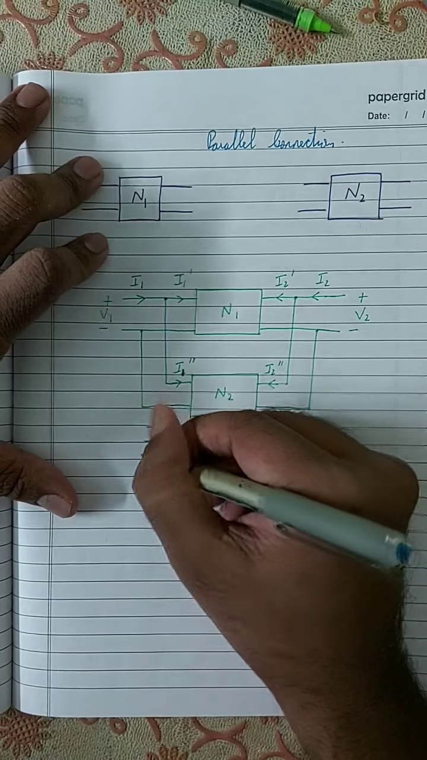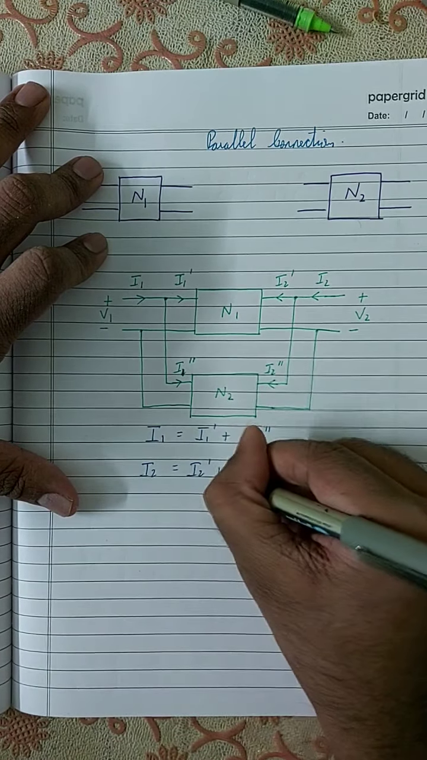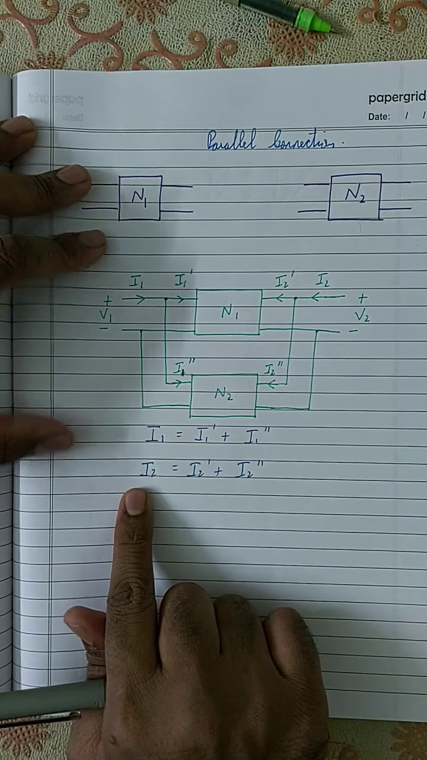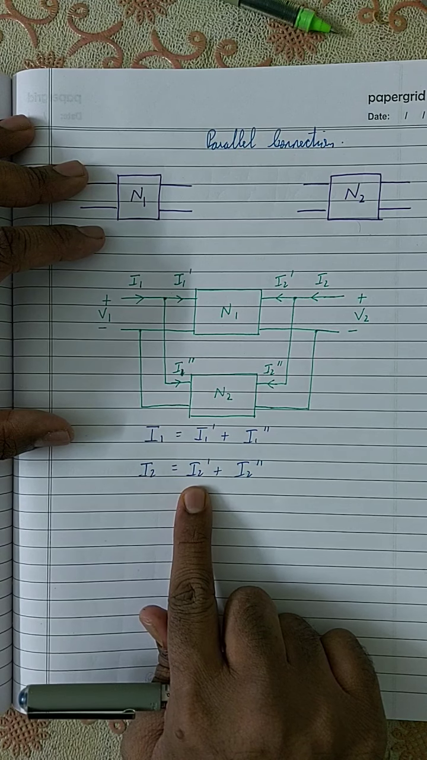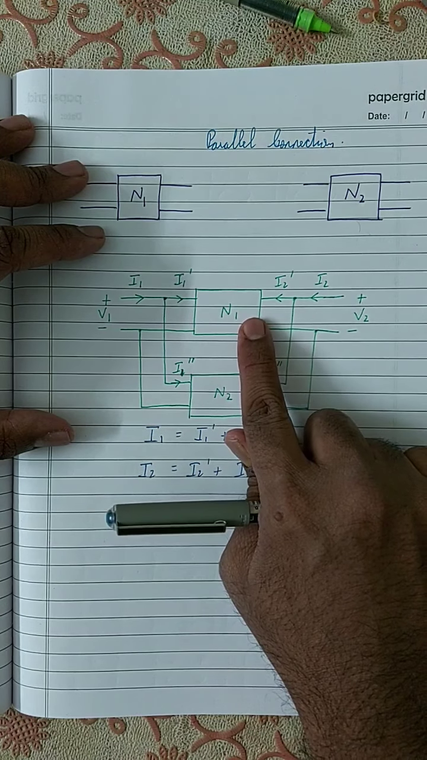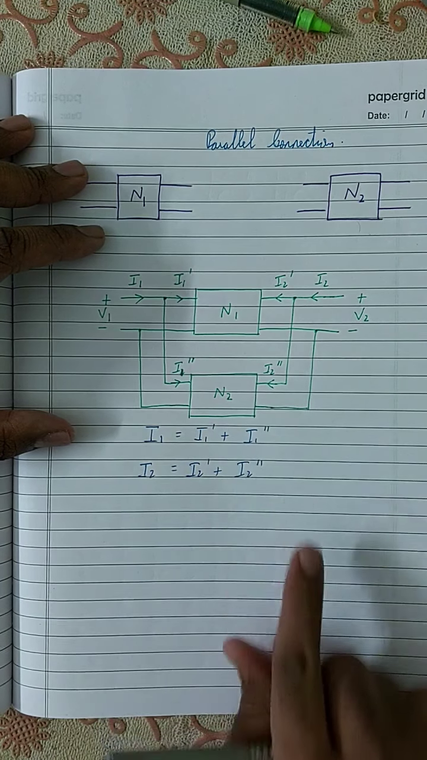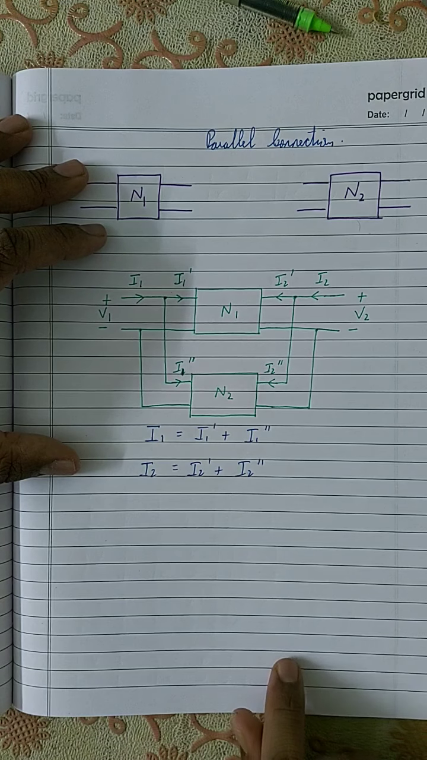And also, in the case of the output current, I2 is equal to I2 dash plus I2 double dash. That means I2 is the output current of the overall parallel network, I2 dash is the output current of network N1, and I2 double dash is the output current of network N2. So we can say that I2 is equal to I2 dash plus I2 double dash.